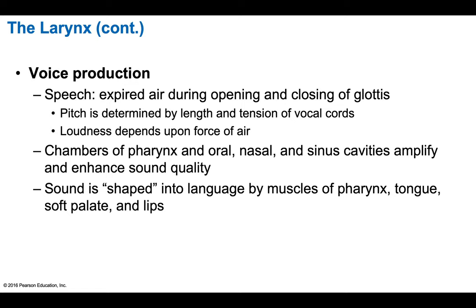Now, the perceived quality of the voice depends on the coordinated activity of many of the structures above the glottis. For example, the entire length of the pharynx acts as a resonating chamber that amplifies and enhances the sound quality. The oral, nasal, and sinus cavities also contribute to the vocal resonance. Additionally, good enunciation depends on the muscles in the pharynx, tongue, the soft palate, and the lips that shape sound into recognizable consonants and vowels.